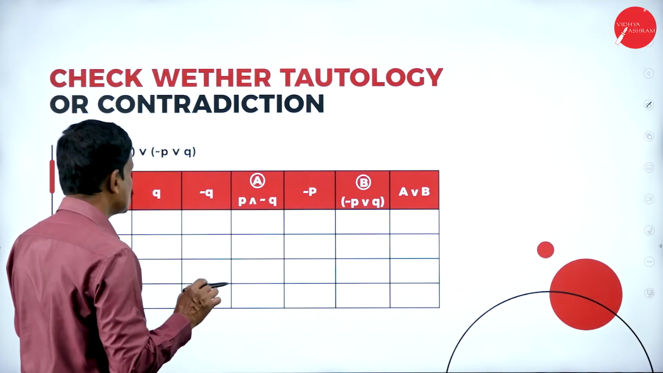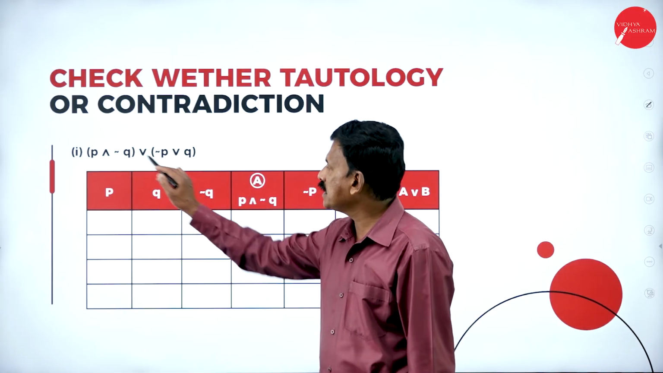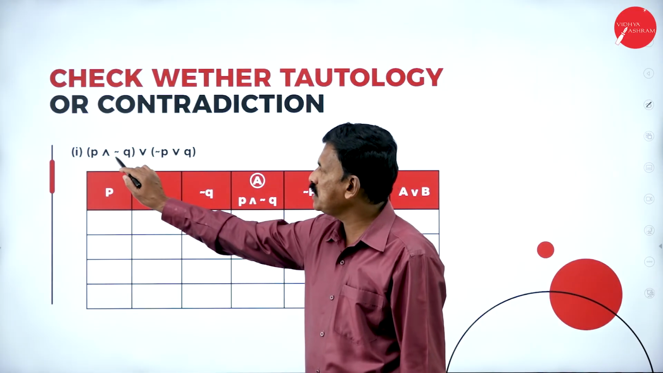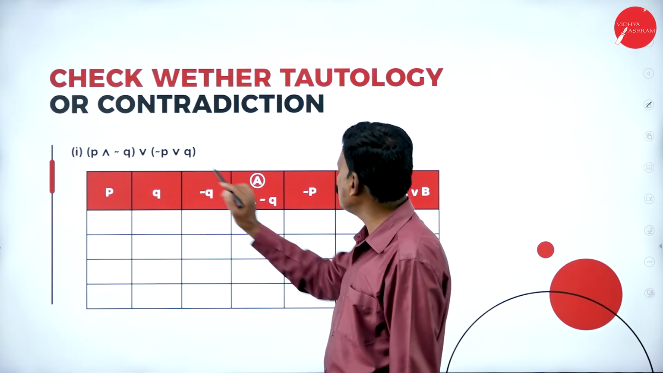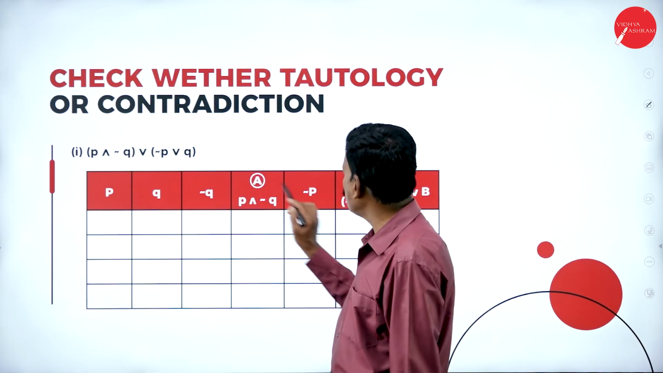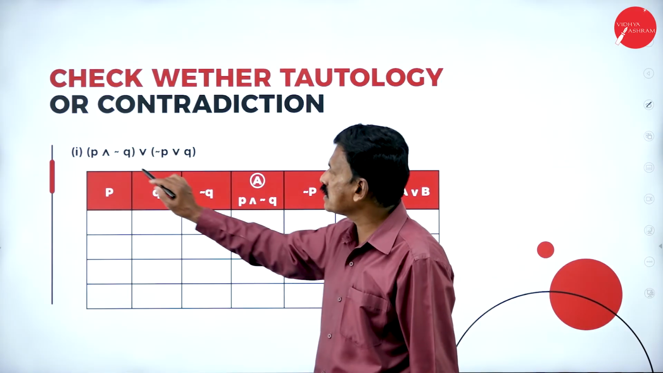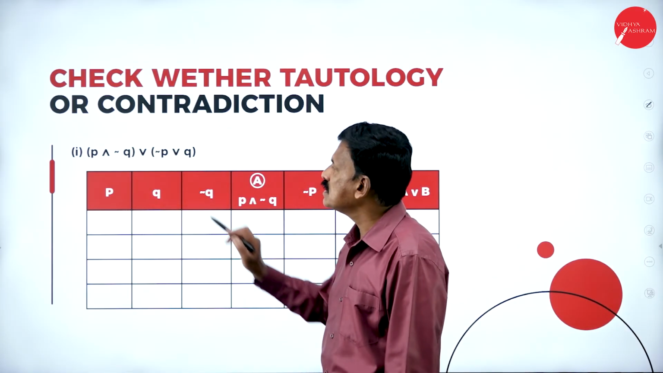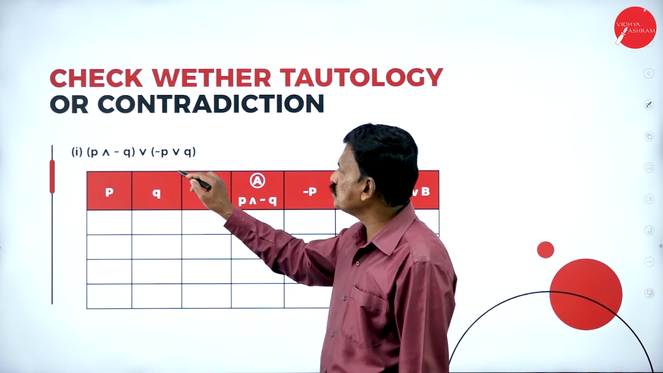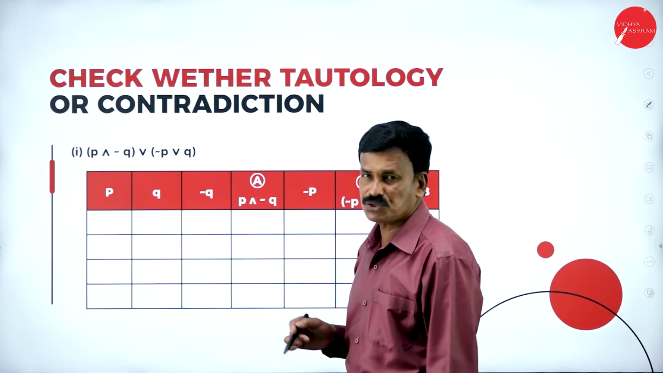Okay. See, just splitting is very important. P, Q, then negation of Q. First part, P conjunction negation Q, call it A. Then negation P. Second part, negation P disjunction Q, call it B. And these two, A and B, are connected by disjunction. That is, P conjunction negation Q, disjunction, negation P disjunction Q. Now, write down the truth values.